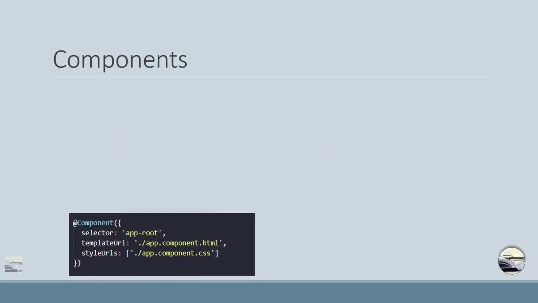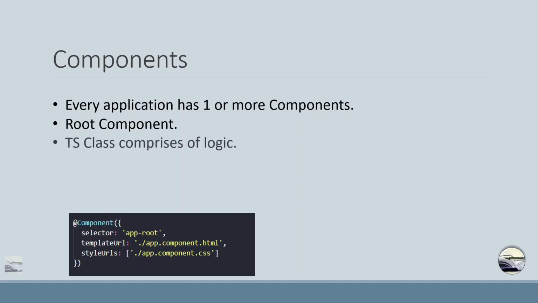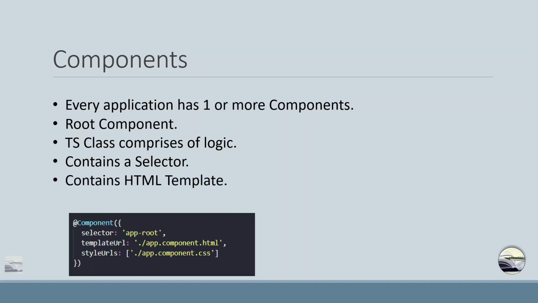Next up is components. Every application has one or more components. There is one root component. We call it app component, which is basically a TypeScript class, and it comprises logic. So every component has a selector, it contains the HTML template, and it also contains the CSS styles. So you see here in the snippet, we have decorated our TS class with @Component, and it accepts one argument of a JSON.